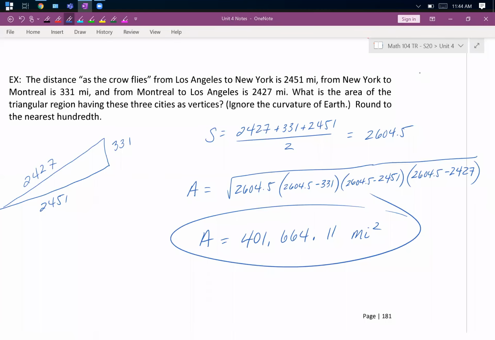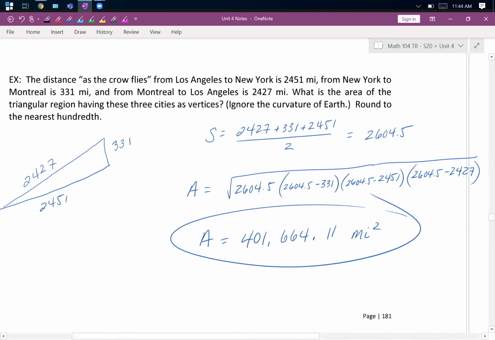So I ended up getting 401,664.11 square miles. Anybody get anything different? All right, Heron's formula.